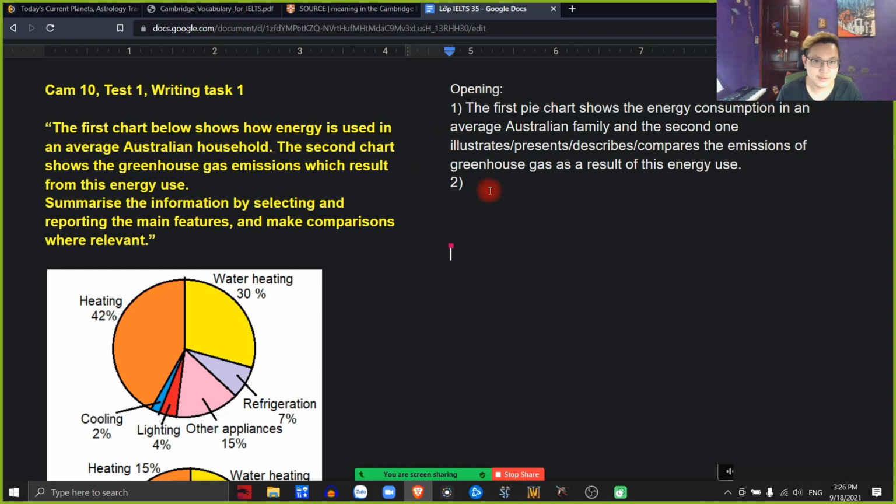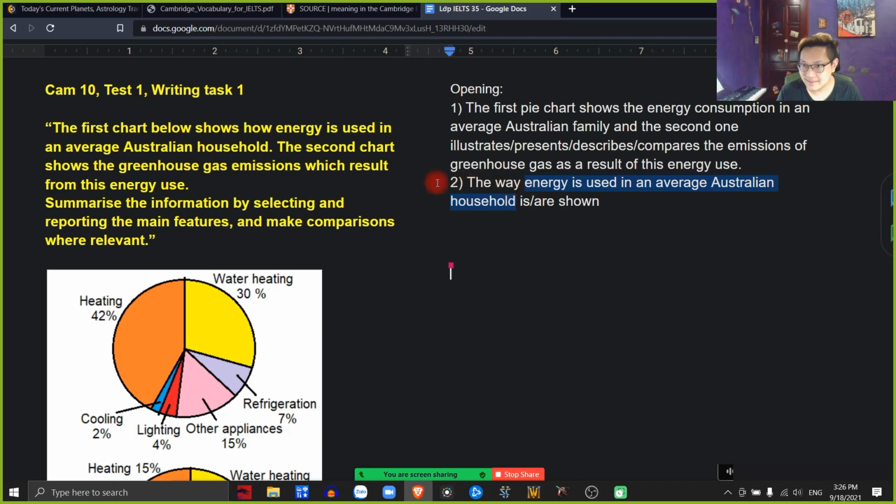So how energy is used in, let's just say the way, cái cách mà, the way energy is used in an average Australian household. The verb is show, so it's either are or is shown. But which one? Mình chọn cái nào các bạn? Số ít hay số nhiều? Is. Why? Are.